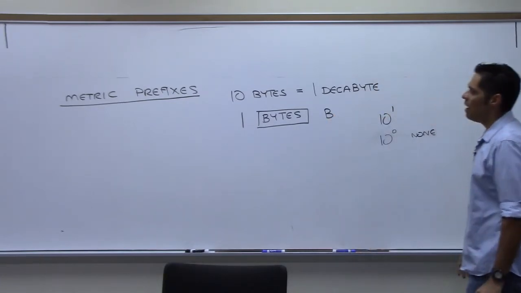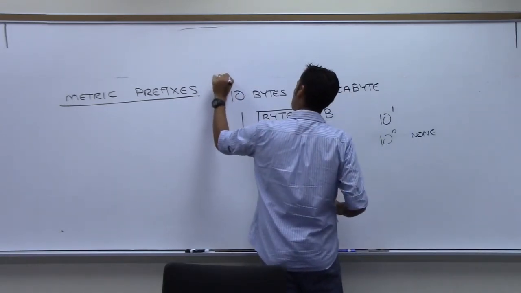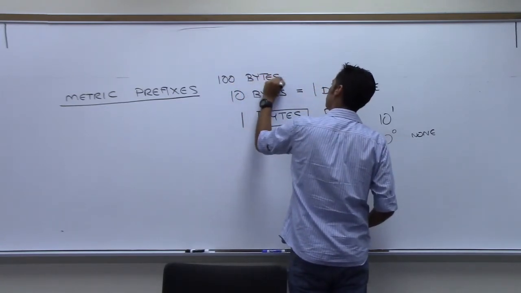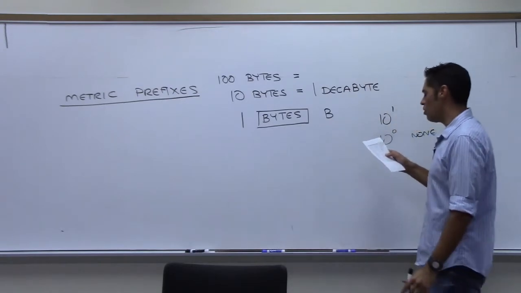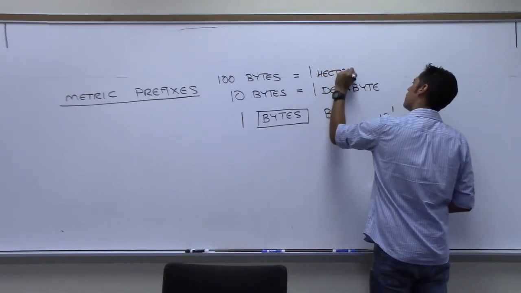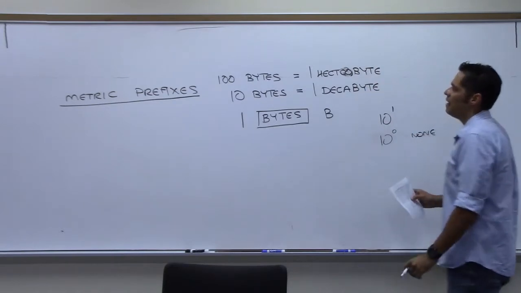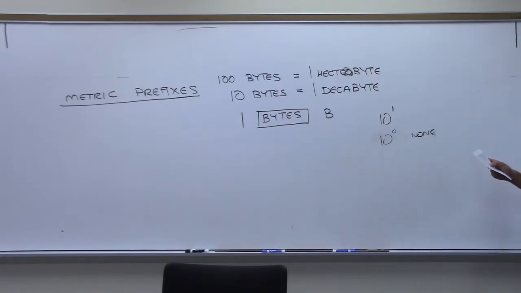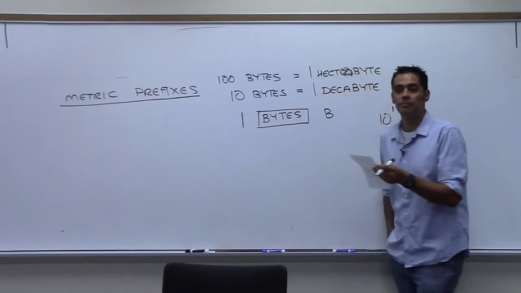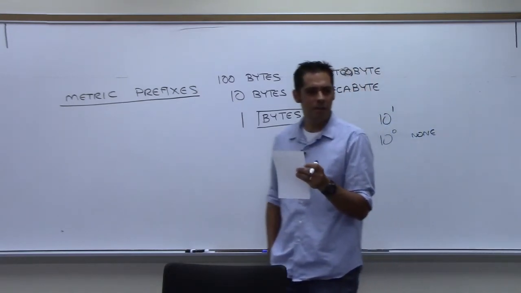What happens if I have 100 bytes? What would 100 bytes be? A hecto, right? A hectobyte. What if I take 1,000 bytes? Or sorry, yes, 1,000 bytes. A kilobyte, a kilobyte. Now we don't see kilobyte very much, do we, on computers?